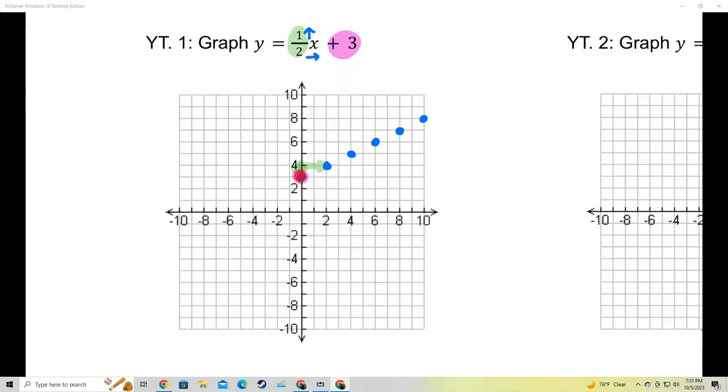So from this dot, I'm going to go down 1, left 2. If you notice, it's starting to follow that line again. We're just going to continue that pattern. Down 1, left 2, put a dot. Down 1, left 2, put a dot.